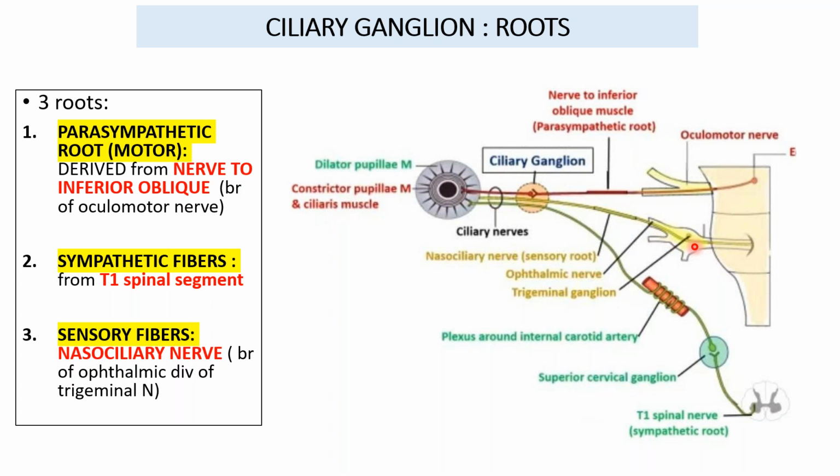The third route is the sensory route, which carries the sensory fibers, and it passes through the nasociliary nerve. And the nasociliary nerve, remember, was a branch of the ophthalmic division of the trigeminal nerve. This also passes without any synapse in the ciliary ganglion and reaches the eyeball.